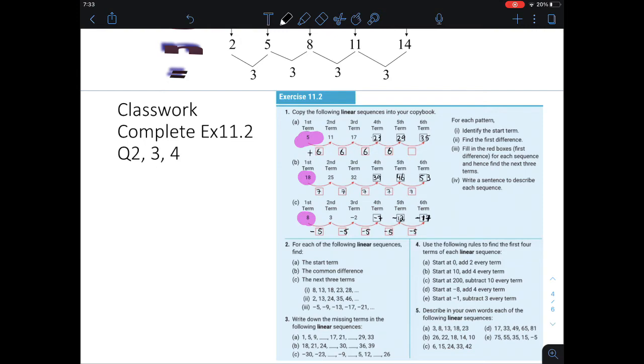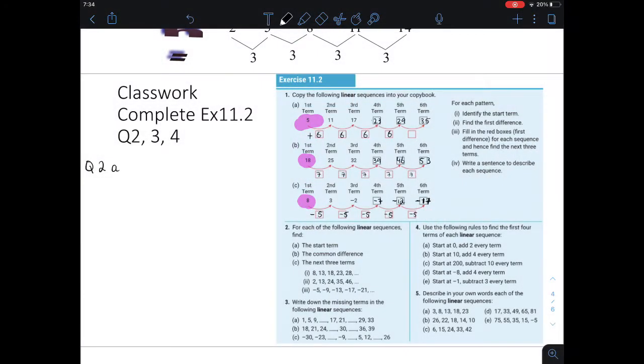Okay, let's do another example of these questions. We're going to look at question 2, part A. We're asked to find the start term, the common difference, and the next 3 terms for the following sequence: 8, 13, 18, 23, and 28. To find our first term, the answer of question 2, part A, this is the first number in our sequence. Okay, so the first number in our sequence, in this case, is 8.